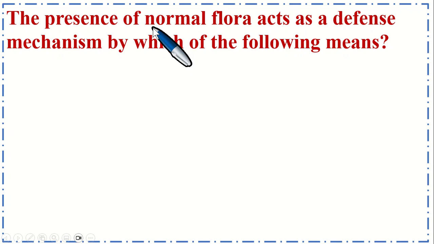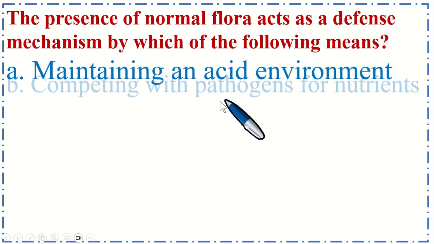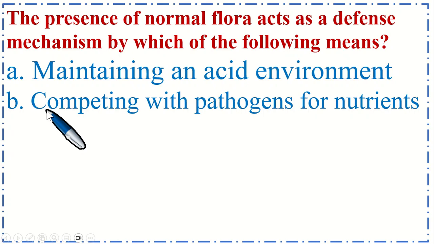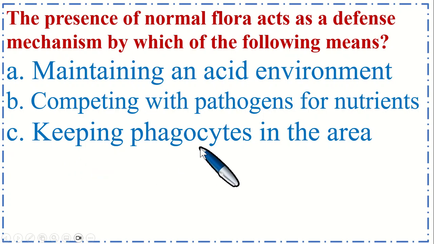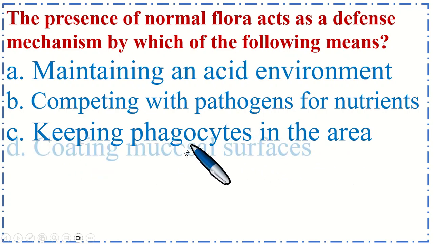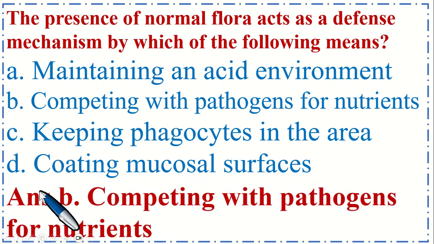The presence of normal flora act as a defense mechanism by which of the following means? Option A. Maintaining an acid environment. B. Competing with pathogens for nutrient. Option C. Keeping phagocytes in the area. And option D. Coating mucosal surfaces. So the correct option is B. Competing with pathogens for nutrients.